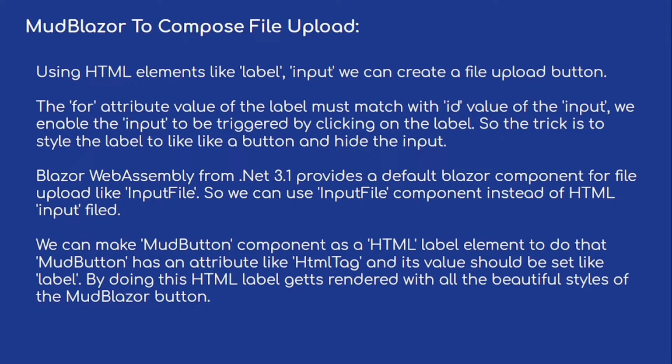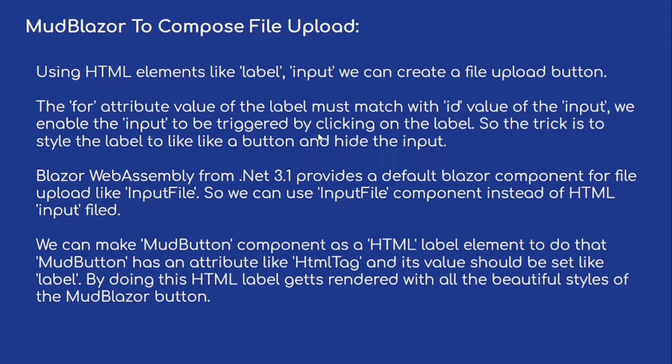Okay. So to compose with label and input field, we have to follow a few things like the for attribute. For is one of the HTML attributes. The value of the label element must match the ID value of the input field. So what we are doing means the ID value for an input field, which is generally a file upload button by the HTML element by default, the same ID value must be assigned to the label. Okay. So we enable the input to be triggered by clicking on the label.